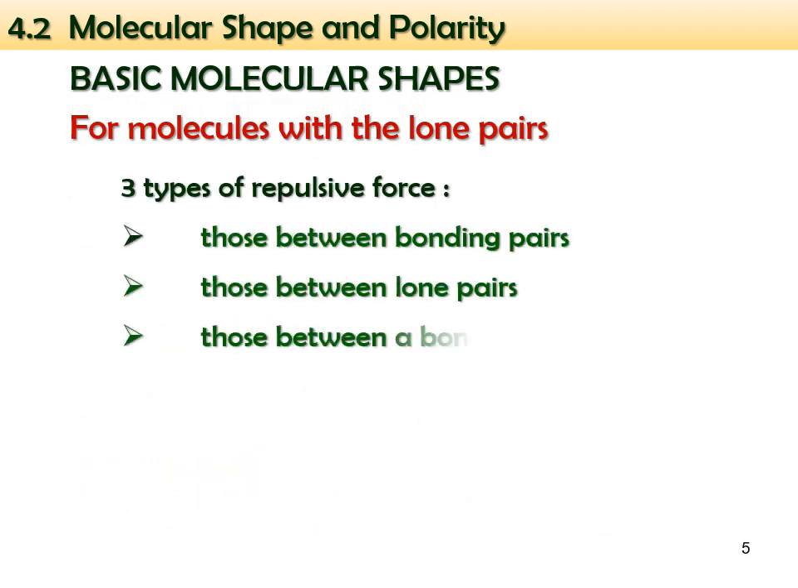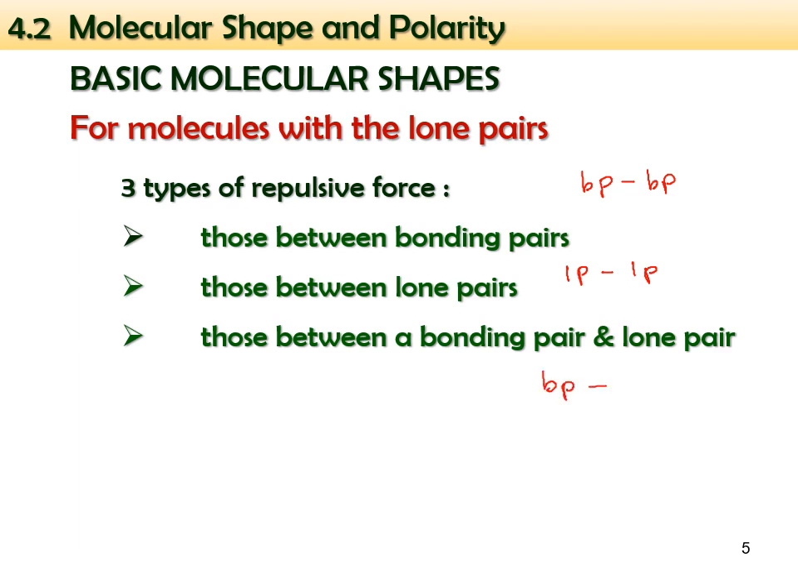Okay, so you need to know that there are 3 repulsive forces. First, between bonding pairs, so between one bonding pair and another there will be repulsion. Next, between a lone pair and another lone pair. Or the third type is between a bonding pair and a lone pair. I will explain this in detail later.